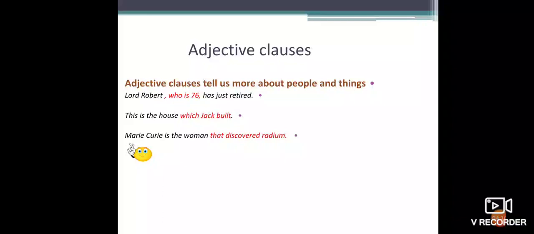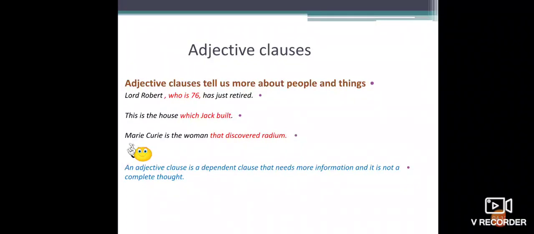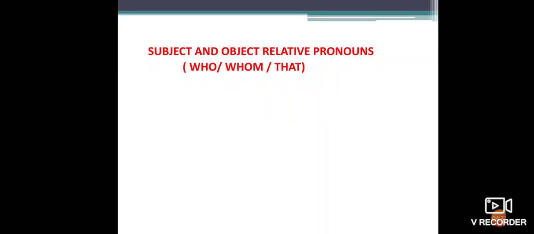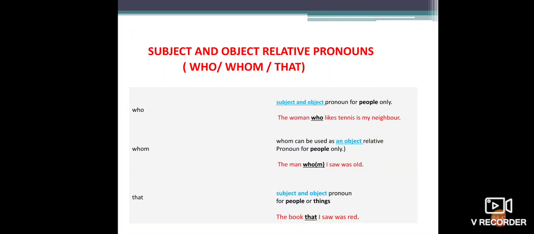Pay attention, please. An adjective clause is a dependent clause, as it needs more information and it can't stand by its own. Okay? Look at the following example. I can't say that discovered radium alone, as it doesn't make sense. Any adjective clause starts with a relative pronoun that functions as a subject or an object of the sentence. Check the following table carefully to understand these relative pronouns. We will focus in today's video only on 3 relative pronouns. They are who, whom, and that.